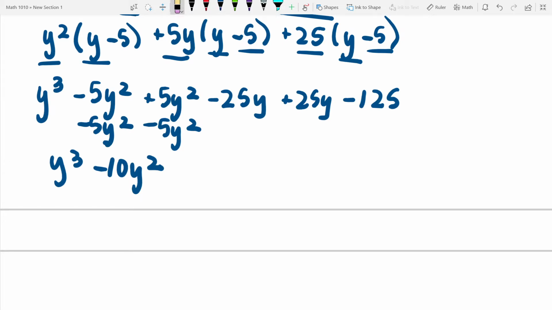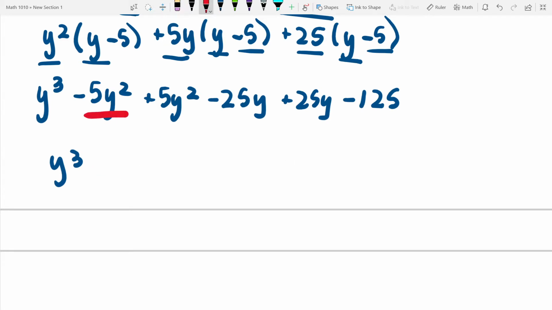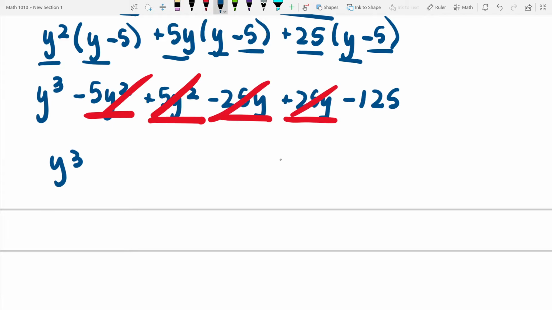There is no equal sign. You don't have to move anything anywhere. You just combine those things. And then you say, well, a negative 5y squared and a positive 5y squared, those are going to go away. A negative 25y and a positive 25y, those are going to go away. So my answer is y to the third minus 125, and I'm done.